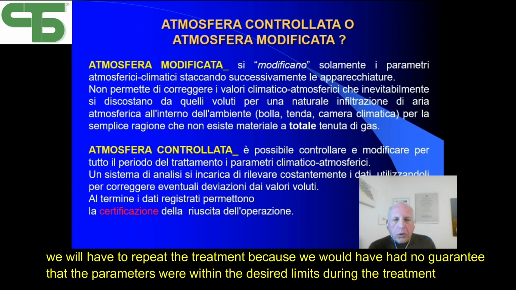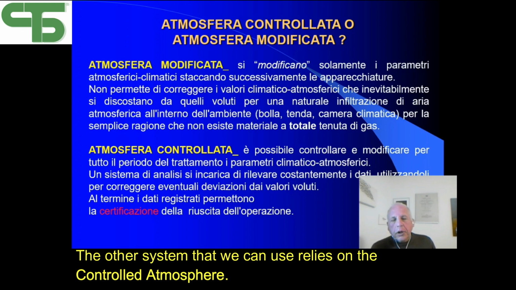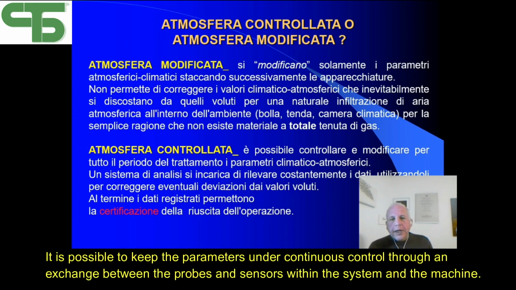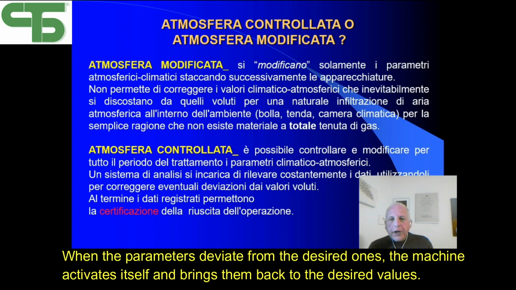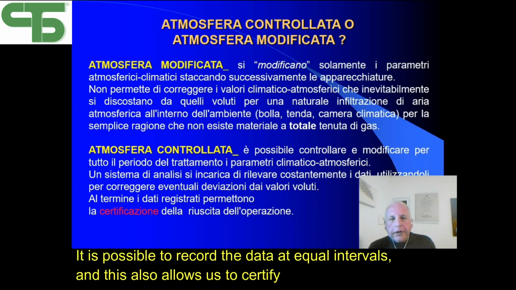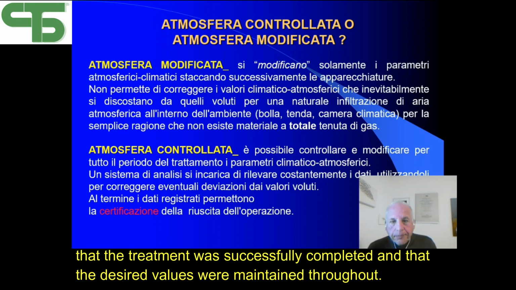Another system that we can use relies on controlled atmosphere. It is possible to keep the parameters under continuous control through an exchange between the sensors and probes within the system and the machine. When the parameters deviate from the desired ones, the machine activates itself and brings them back to the desired values. It is possible to record the data at equal intervals, and this also allows us to certify that the treatment was successfully completed and that the desired values were maintained throughout.